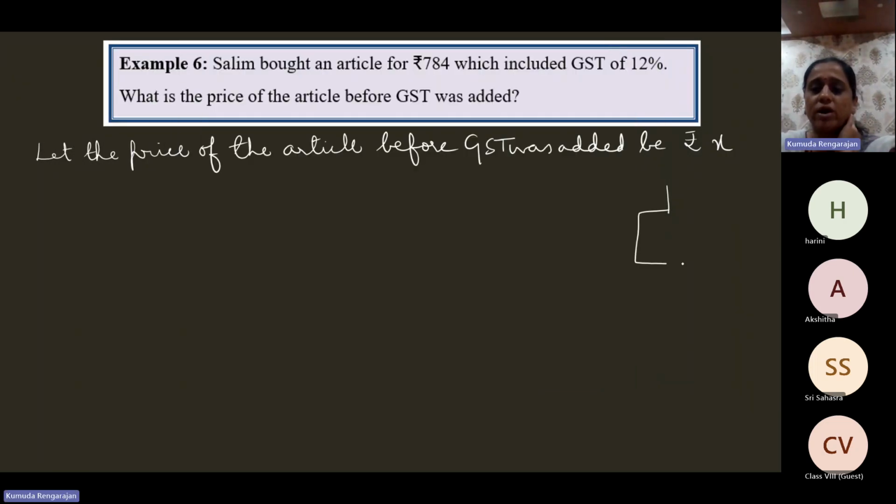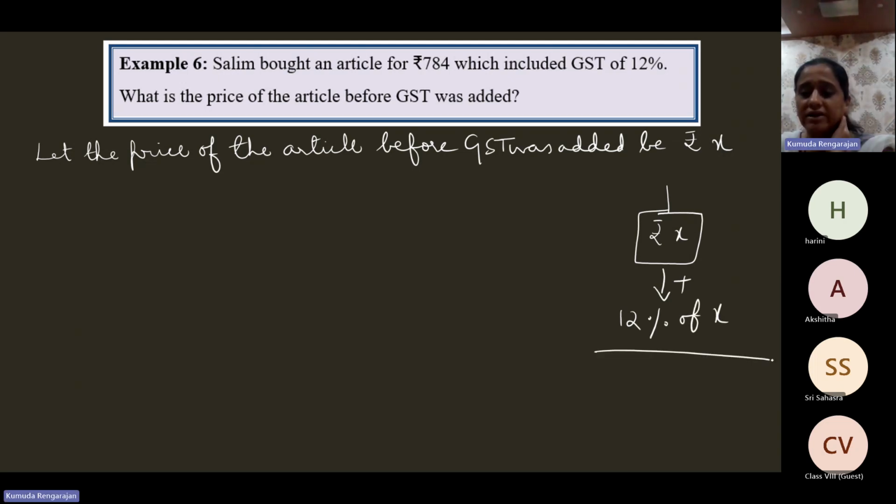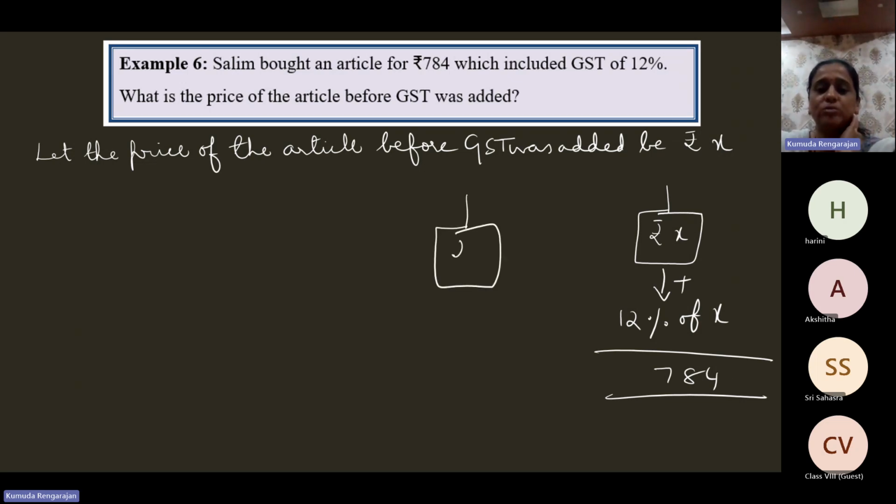Okay, so on the product, the price is rupees X. And to this you should add 12%. To this you should add 12% of X. That the total is 784. Please understand this. You pick the article. On the article, the price you see is rupees X. And you're not going to pay X rupees. You're going to pay X rupees plus 12% of X. You're going to pay X and 12% of X.